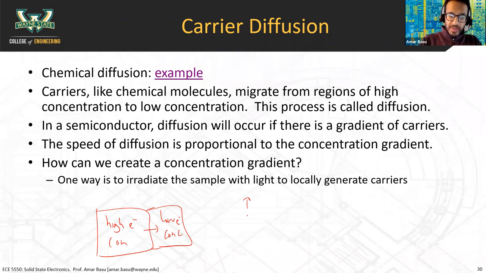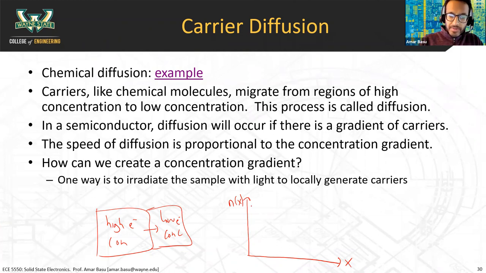So let me give an example here. The x-axis here is n of x, the electron concentration as a function of the distance x. Oh, that should have been the y-axis. Let me fix that. So this is x, and this is n of x, the electron concentration as a function of position.